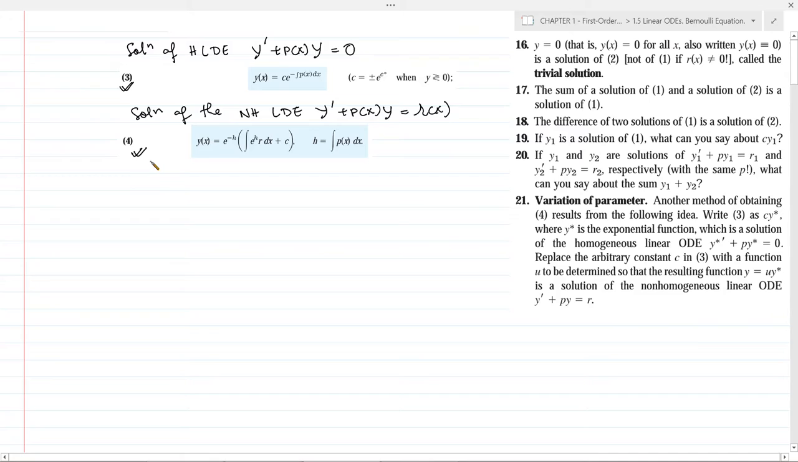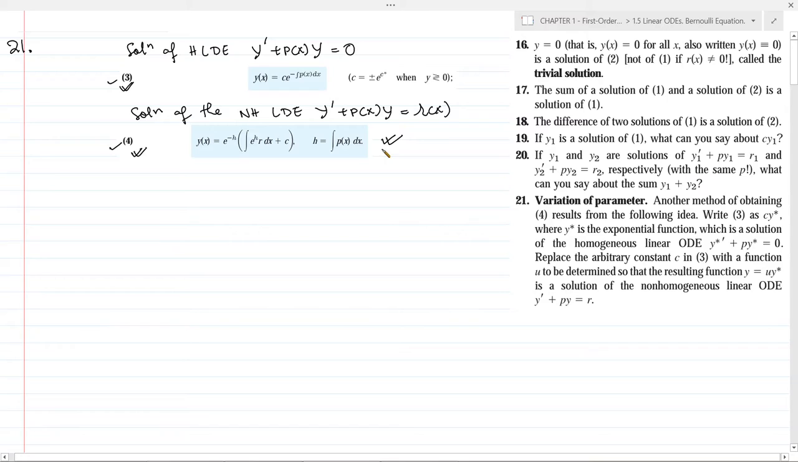So let us now read the statement of problem 21. Problem 21 is regarding variation of parameter. Another method of obtaining equation 4 results from the following idea. Write equation 3 as C y star, where y star is the exponential function, which is a solution of the homogeneous linear ODE y star dash plus p y star equal to 0. Replace the arbitrary constant C in equation 3 with a function u to be determined so that the resulting function y equal to u y star is a solution of the non-homogeneous linear ODE y dash plus p y equal to r. So, the question is asking us to find equation 4, which is the solution of the non-homogeneous linear ODE, by using the variation of parameter method.